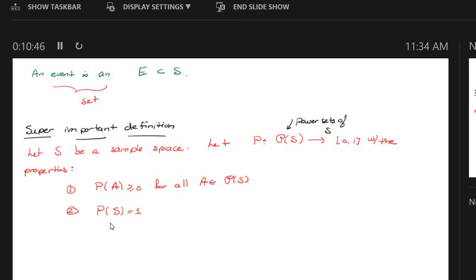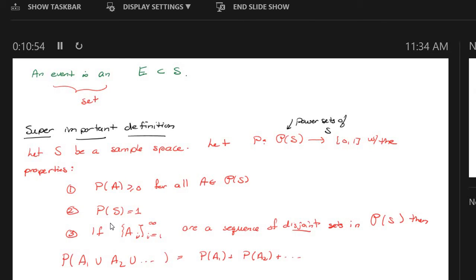The first property is that P of A has to be at least 0 for all A that belong to the power set, so any subset of the sample space. The probability of the whole sample space is 1. And the last property is that if I have a sequence of sets, and they have nothing in common, so A intersect B is equal to the empty set, they don't share any elements, then the probability of their union is their sum. Split it up this way.